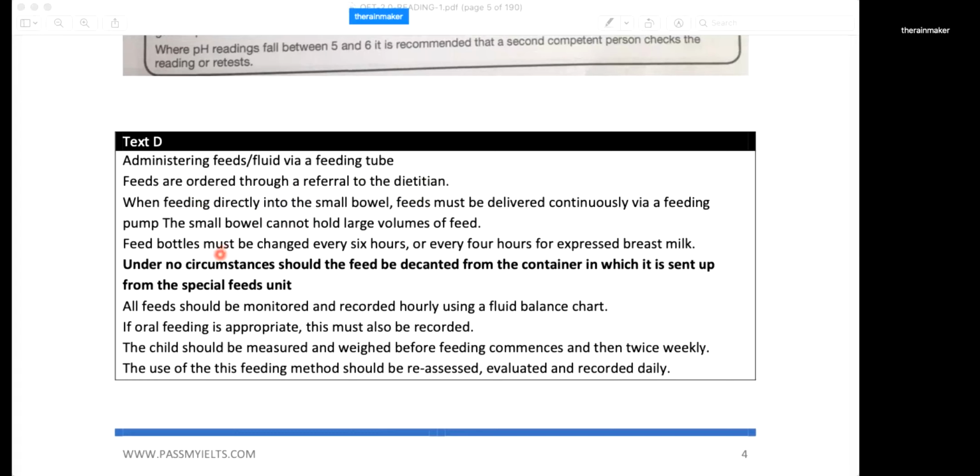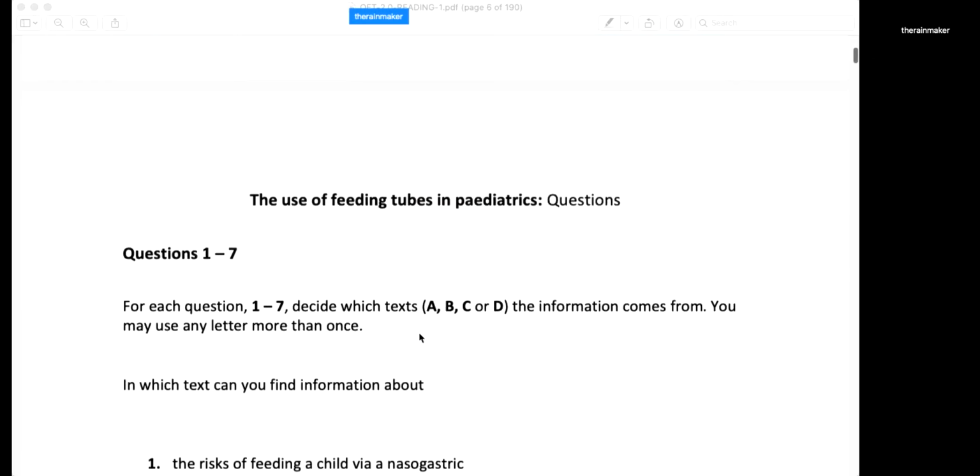But we can still find out what is there and what is not there. So there's precaution as well. Under no circumstances should the feed be decanted, right? Decanted. So let's call this management and precaution paragraph. So how was it? Text A was definition, issue. Then we had type and procedure. Third was aspirate. Fourth one, we don't know how to categorize, but we call it management paragraph, or precaution paragraph, and then done. We don't do anything anymore.